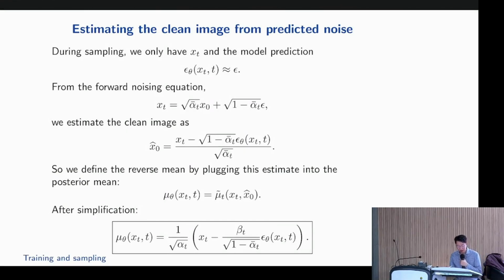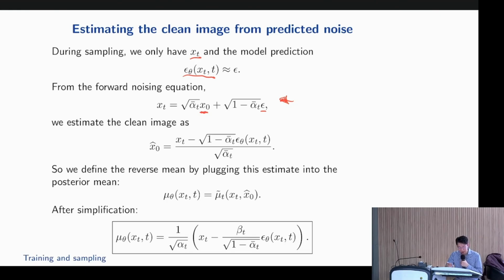So during sampling, we only have access to xt and the model prediction for the noise. From the forward noising equation, where we generate the t-step noisy image in one shot, we can estimate the clean image as follows. Here, solve for x0. And here, epsilon is going to be predicted by our trained model. So x0 hat, or the estimate of the clean image, comes through the relationships that define the t-step noisy image.